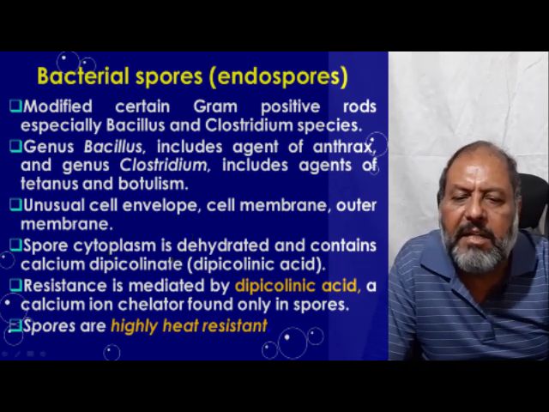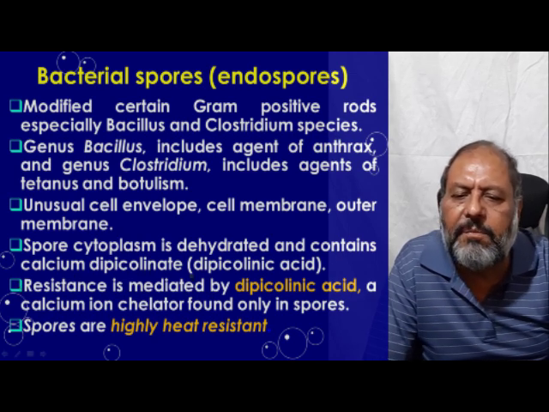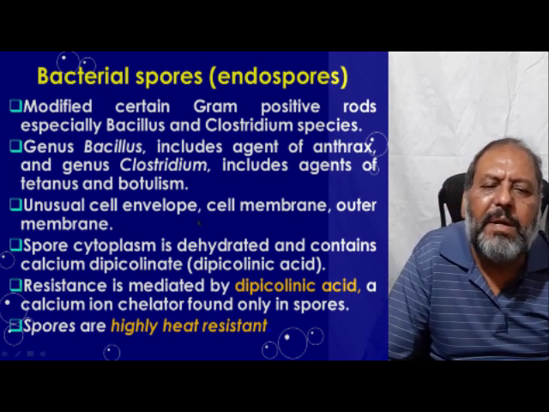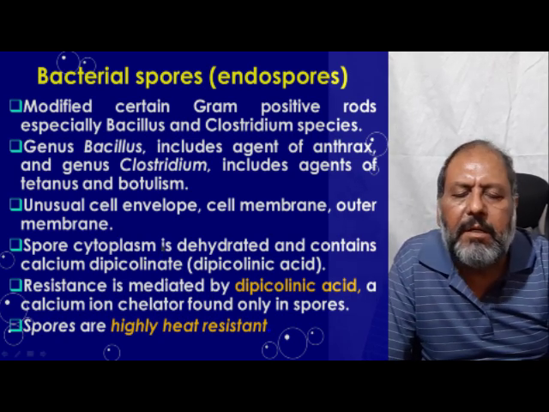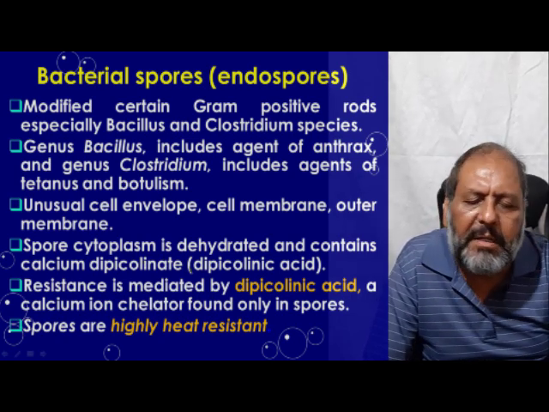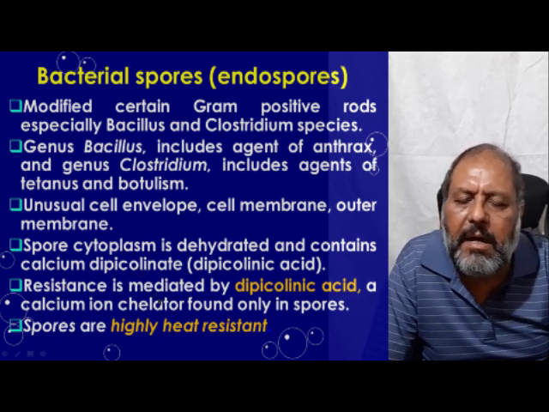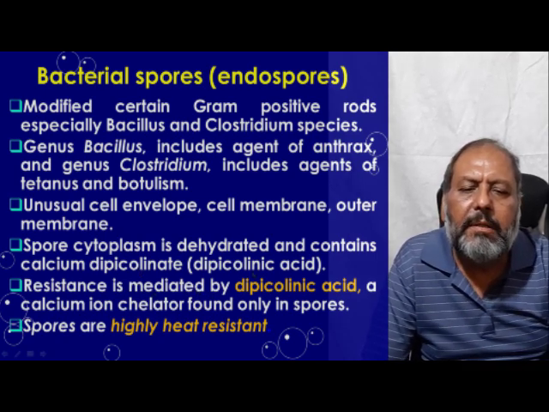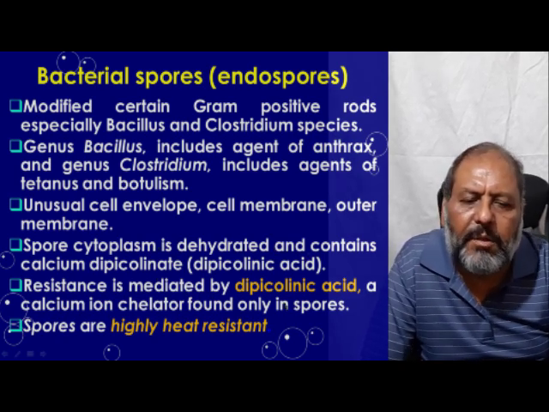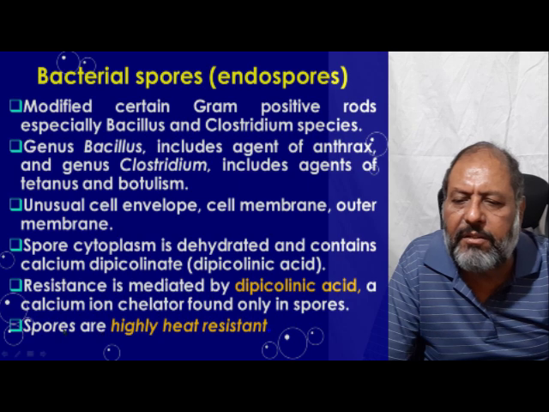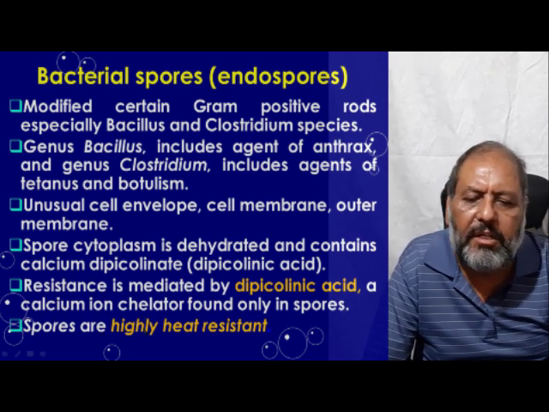Spore cytoplasm is dehydrated and contains calcium dipicolinate. These bacteria make spores, and the spores are resistant to external heat and harsh environment because of the presence of dipicolinic acid, a calcium ion chelator found only in the spores.